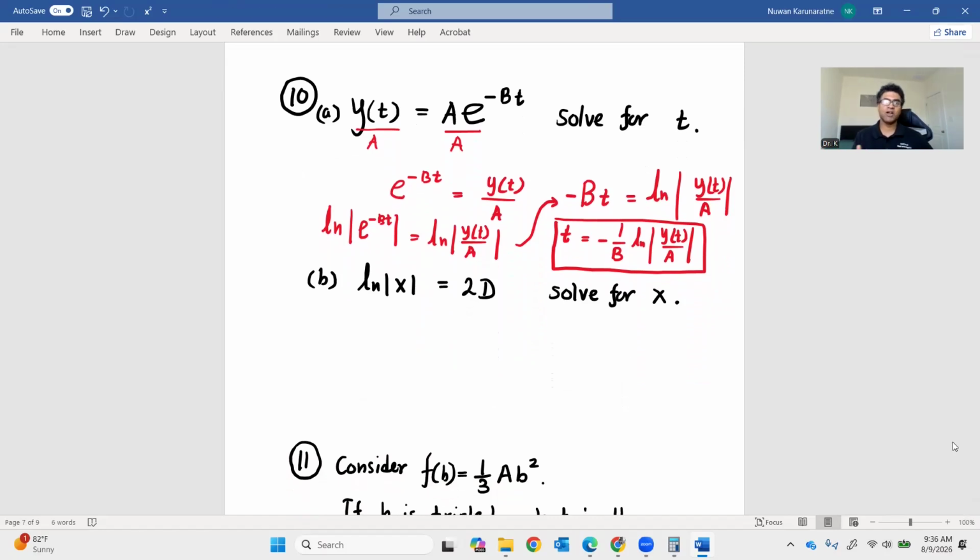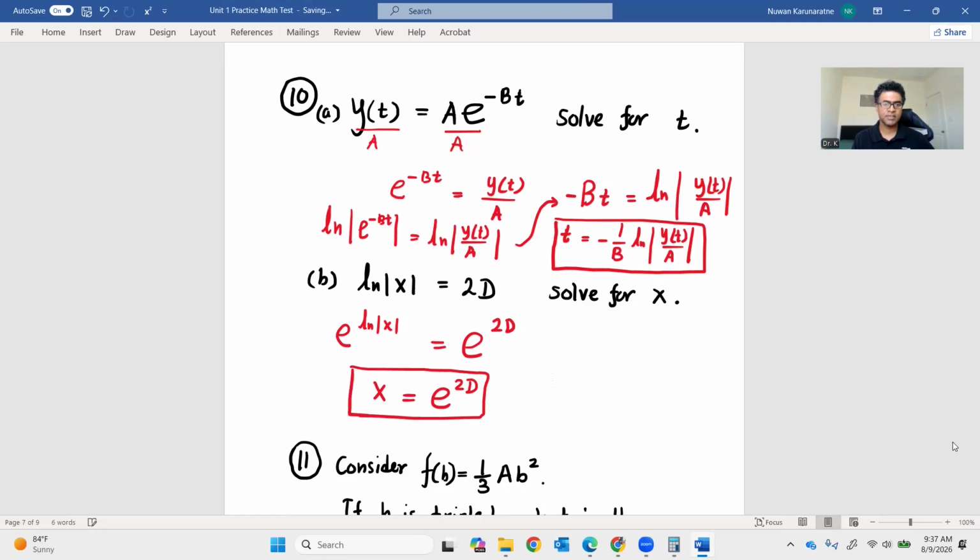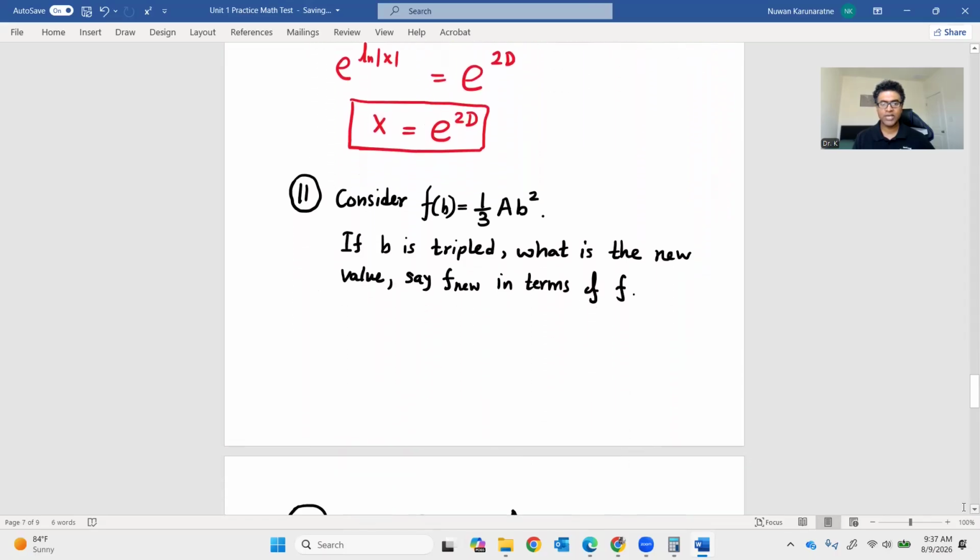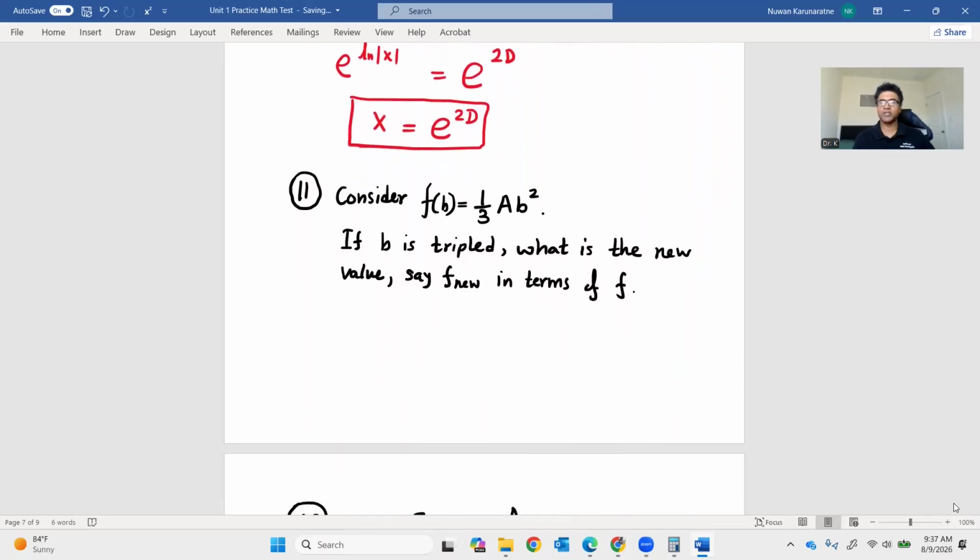Okay, so this one, solve for x. I have a logarithmic function, so the inverse operation is the exponent. So I'm going to take the exponent on both sides. Okay, so ln of the absolute value of x equals 2d. E to the power ln x is simply x, so x equals e to the power 2d, and that's the answer. It's very straightforward. Okay, now let's go to problem number 11. So this is a little tricky one. My plan is to again give you something like this.